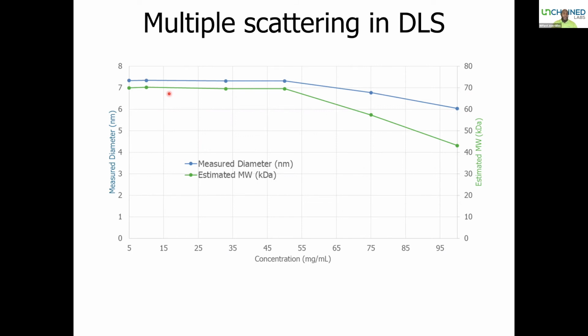The consequence of that is that as you start reaching multiple scattering, the apparent size of your sample will appear to be smaller because your sample will have lost energy, right, as the particle just bounces around before the photon makes it back to your detector.